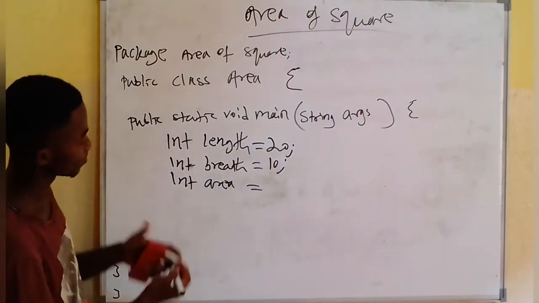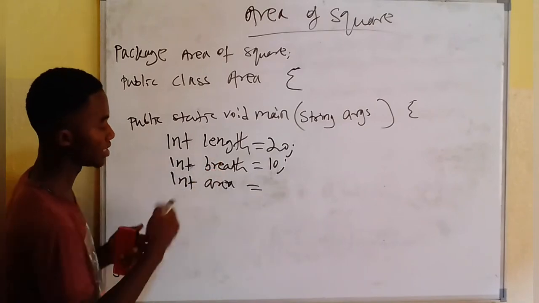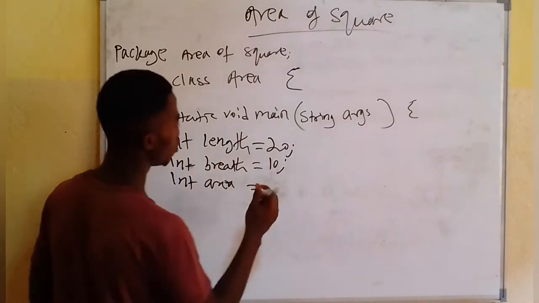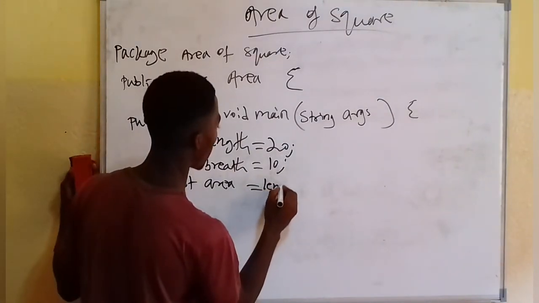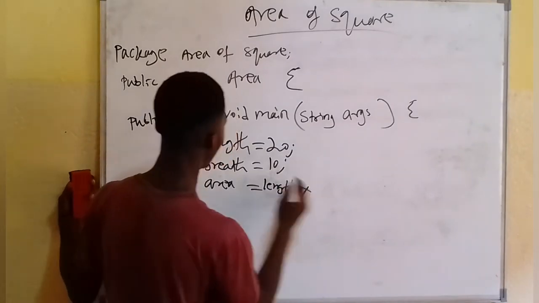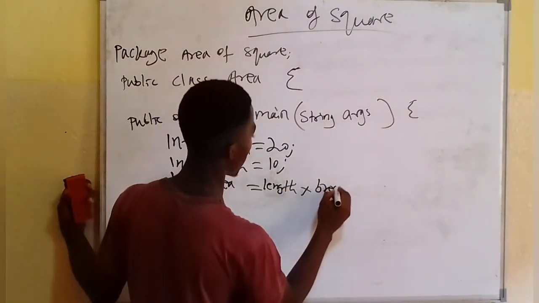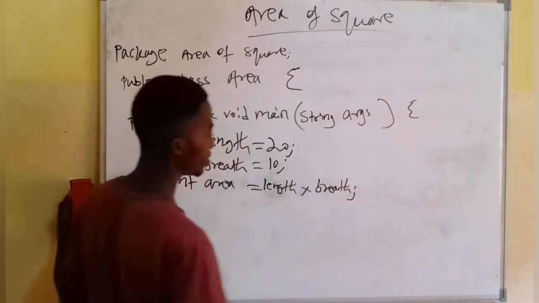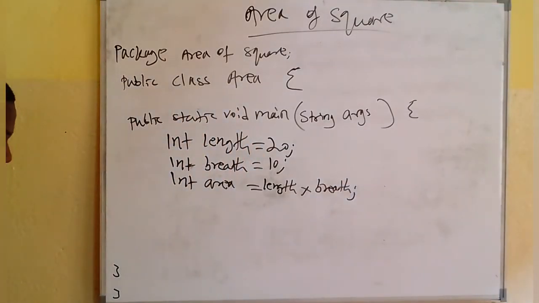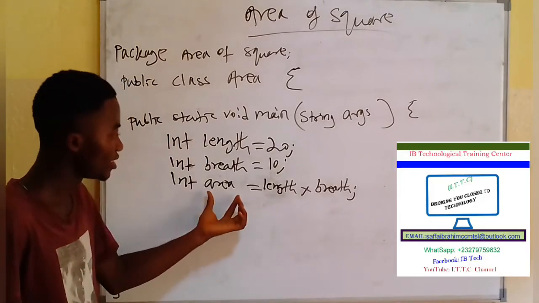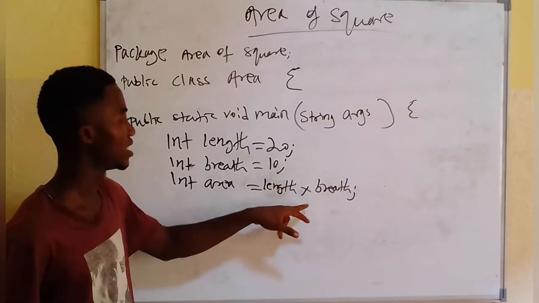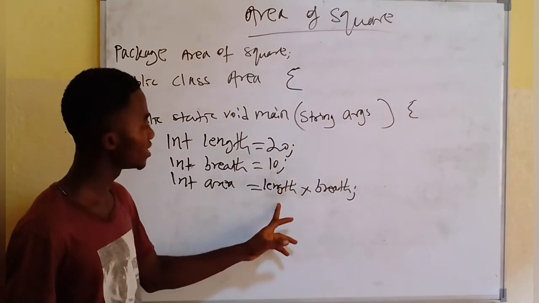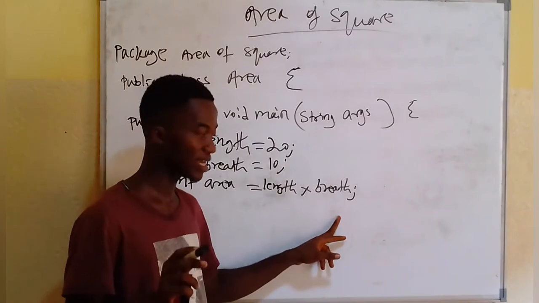So area now will be equal to this length times the breadth, right? And then you give your semicolon like this. But therefore, this has not come to an end yet. By multiplying length times breadth, the length here is 20, and the breadth is 10. It's going to be like 20 times 10. Hope you understand it. Okay?